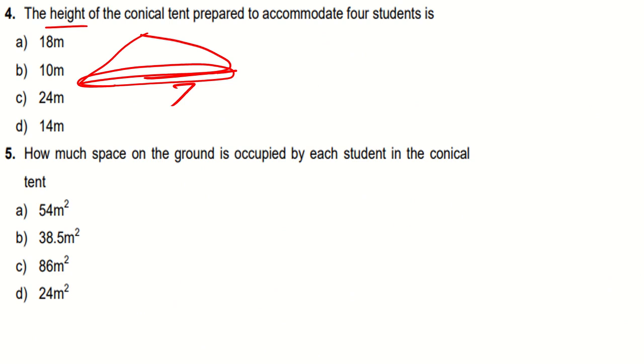The height of the conical tent prepared to accommodate 4 students. So how will you do this? We have a canvas area, so the curved surface area is equal to pi r l. We don't know the value of l, and we don't know the value of the height as well.